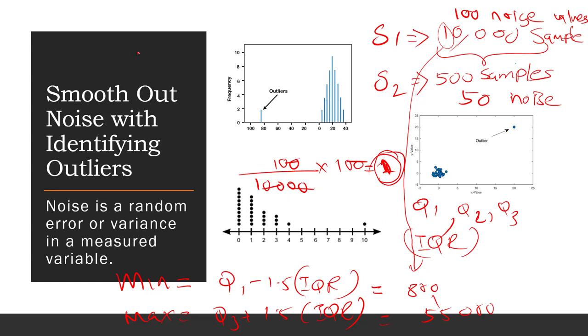Similarly, just think about, you have 500 data, and 50 of them are noisy values. So if I get the percentage by multiplying by 100%, 50 divided by 500 is equal to 10%, right? You have 500 samples, and 10% of your data has noisy values. Now just tell me, here 1% you have noisy values, here 10% you have noisy values, right?